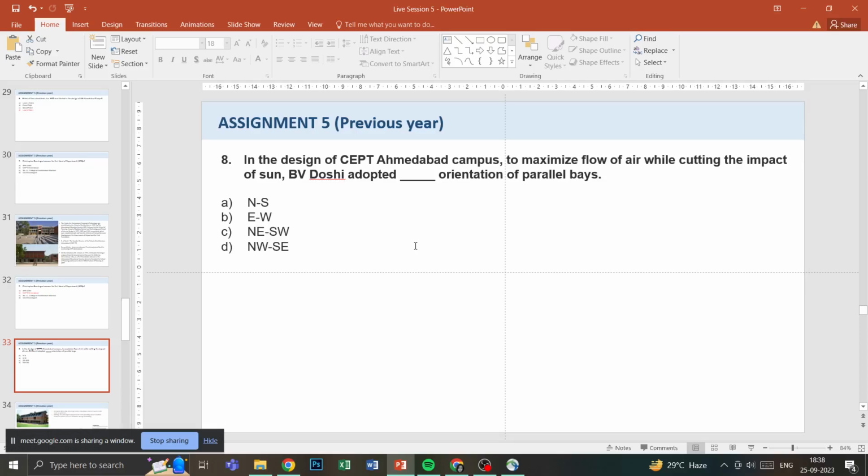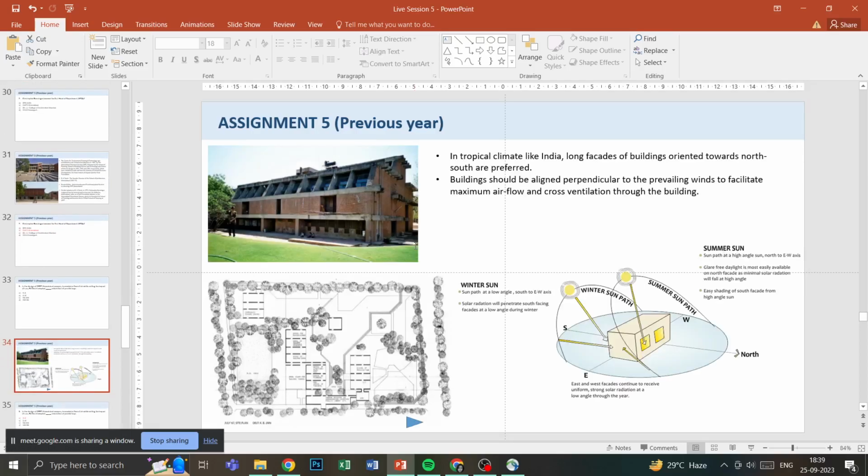So which orientation did B.V. Doshi adopt in the design of parallel bays? I'll just explain what parallel bays are. Different orientations have been mentioned here: north south, east west, northeast southwest, northwest southeast. So coming back to our answer.